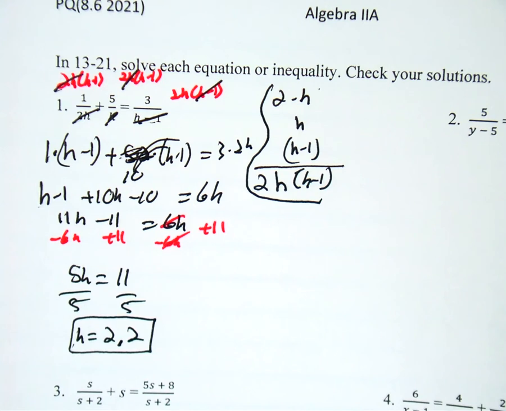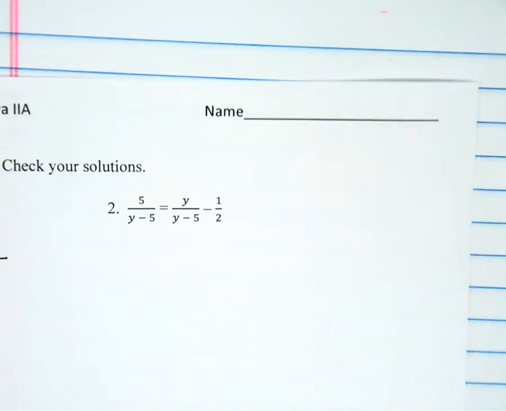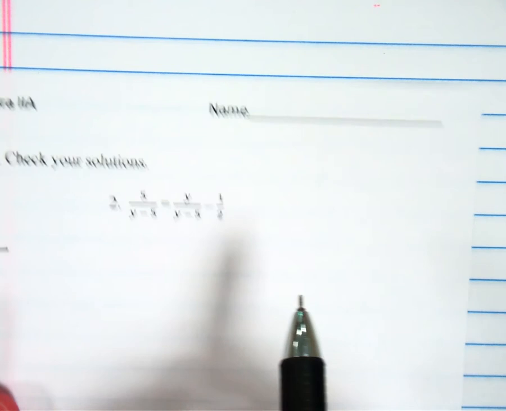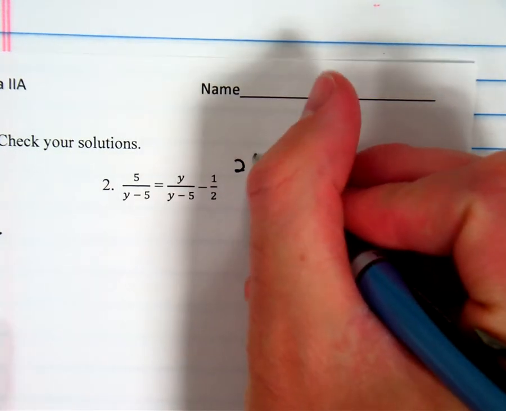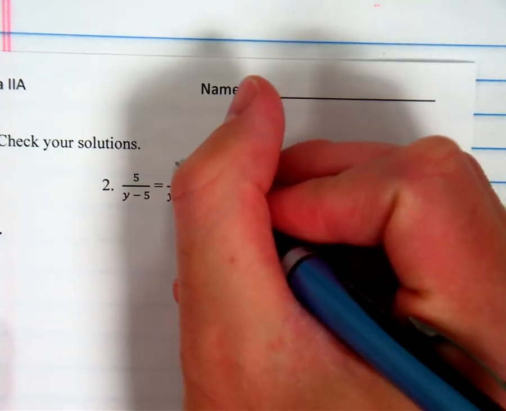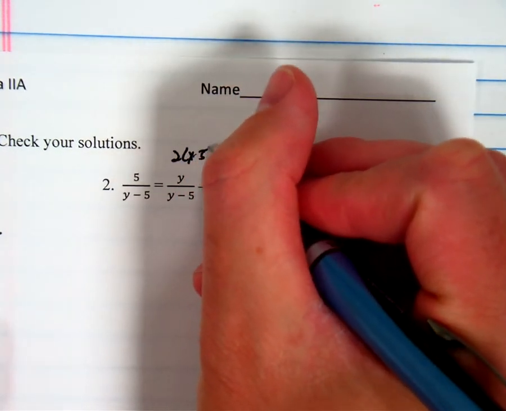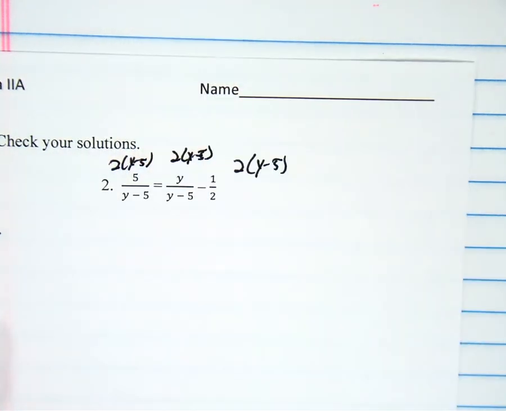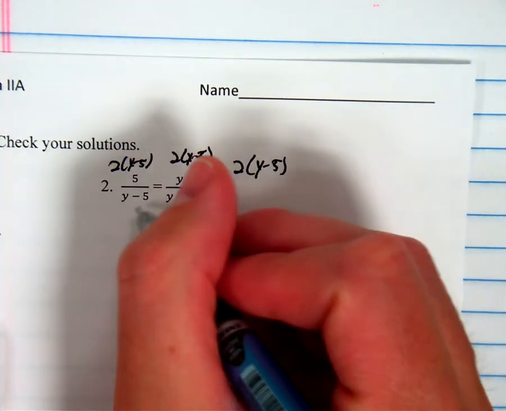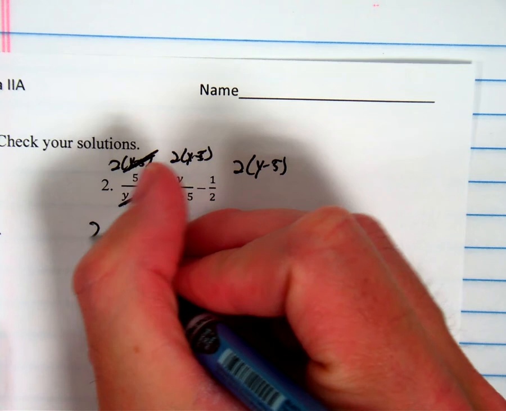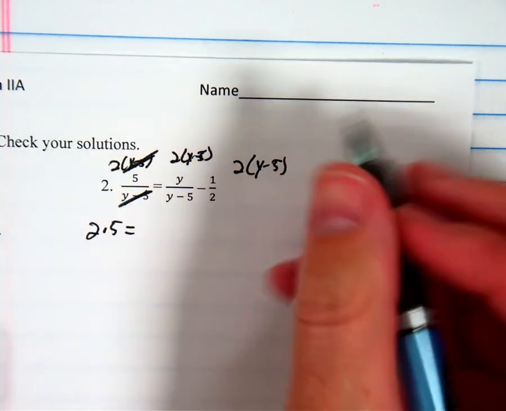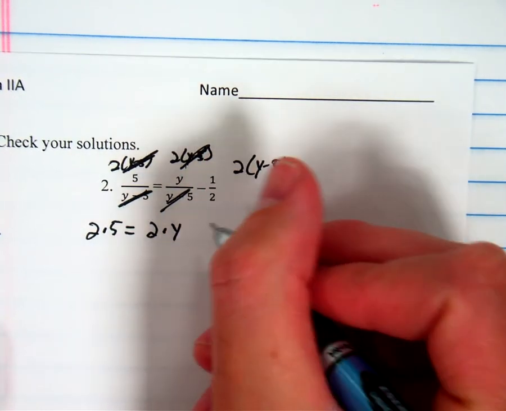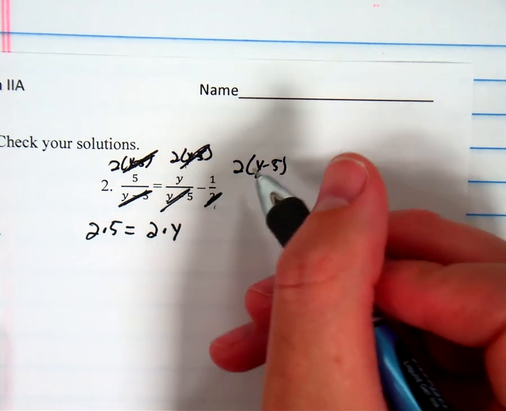All right. Onward. Number 2. Y minus 5, y minus 5, and 2. Pretty easy. We're just going to go 2 times y minus 5 to all the spots. Okay, so the y minus 5 cancels out there. We got 2 times 5. The y minus 5s cancel out here. We got 2 times y. And the 2's cancel out here.